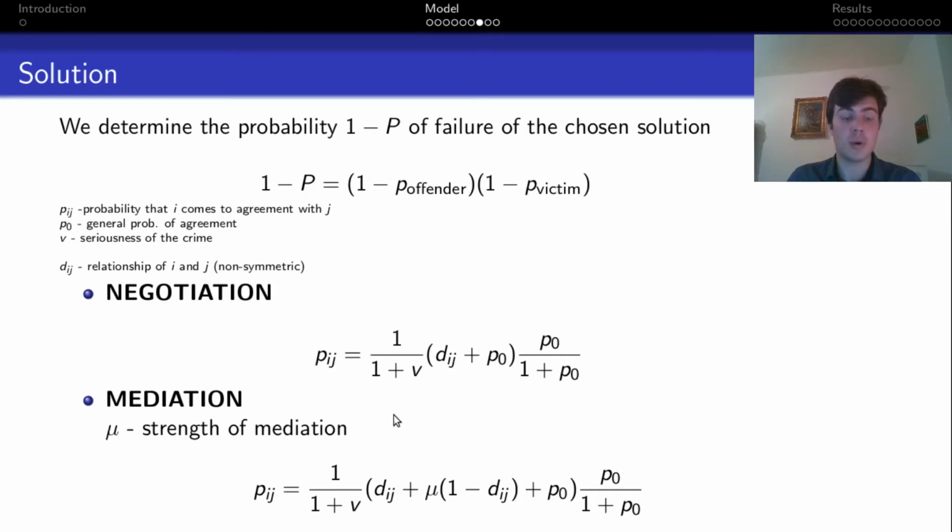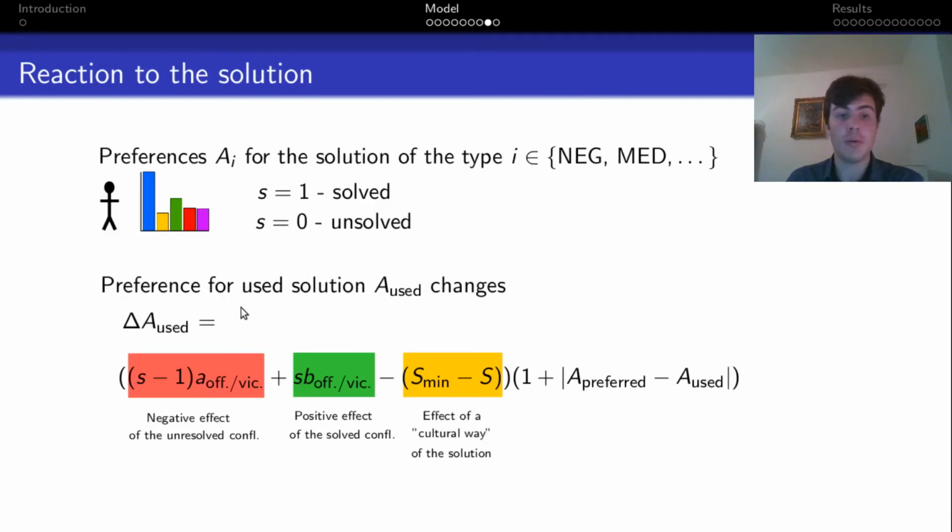Mediation is a stronger variation of negotiation. There is a constant of mediation that improves relationships and increases the probability of success. Now we change the preference for the used solution based on the result. If the crime is unsolved, it has a negative effect. This effect manifests only during negotiation and mediation because arbitration cannot fail, which means that the positive effect of a solved crime manifests more often for arbitration.